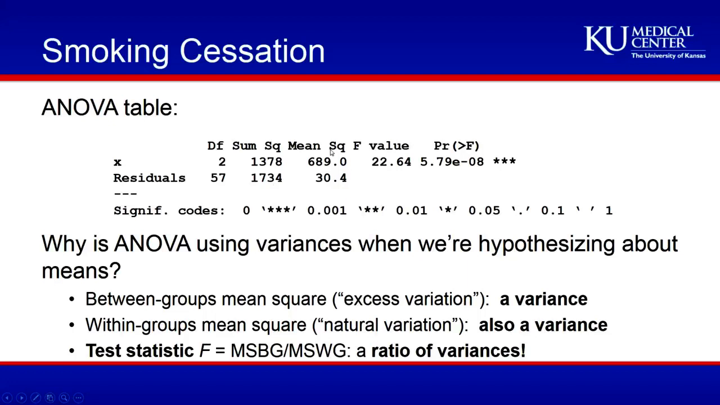The mean square, this is why you gotta love statistics. I don't know if it's like this in your field, but in statistics we like to give so many different names to the same thing. Does anyone know what a mean square is? What's another name for a mean square? Variance. It's a variance. Why don't we just call it a variance?